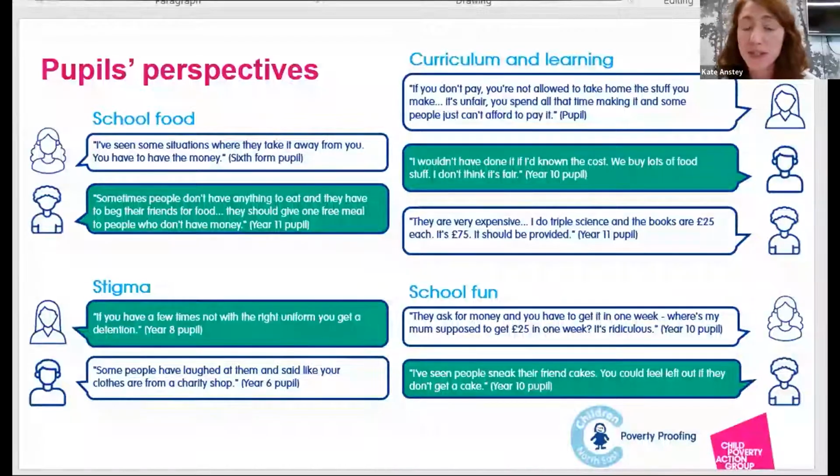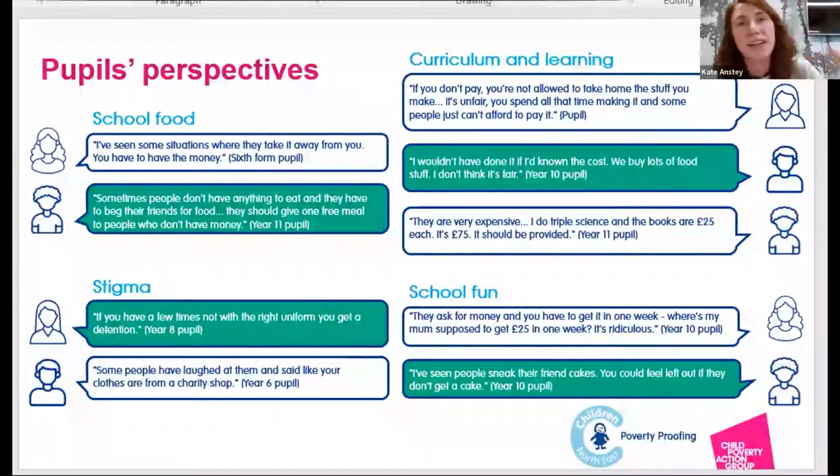So the first one is the costs associated with curriculum and learning. So that's everything from children needing stationery, a calculator, a laptop, to actually the costs that are attached to some subjects. So pupils talked really clearly to us about the fact that things like music, art and design, food tech, if you take up those subjects in secondary school, then you end up paying lots of additional costs to take part. And if you can't pay, sometimes your experience is different to others.